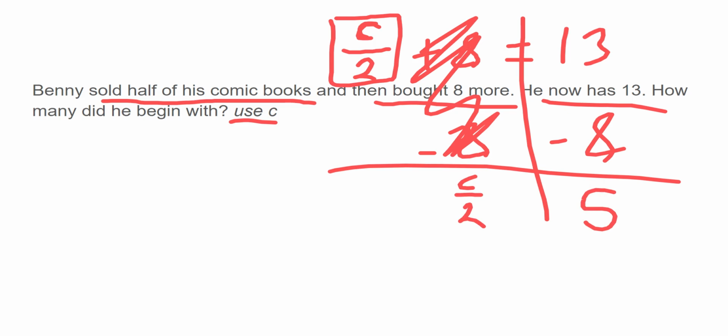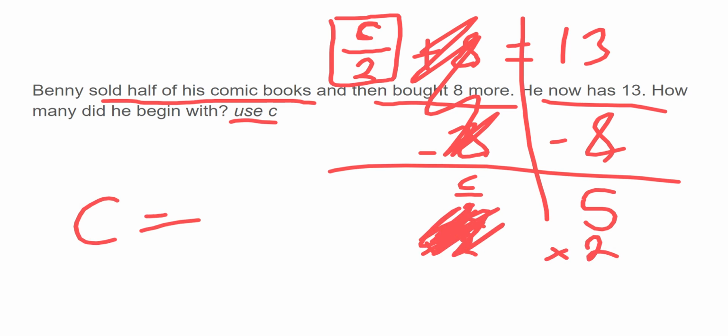So since I have C divided by 2, I'm going to do the opposite. I'm going to multiply by 2. This is not going to give me 4. This is going to cancel itself out. And then I'm left with C by itself. And 5 times 2 gives me 10. See, I'm big brain enough to be able to figure that one out. So C equals 10. He started out with 10 comic books. He sold half of them. Then he bought 8 more and ended up with 13.